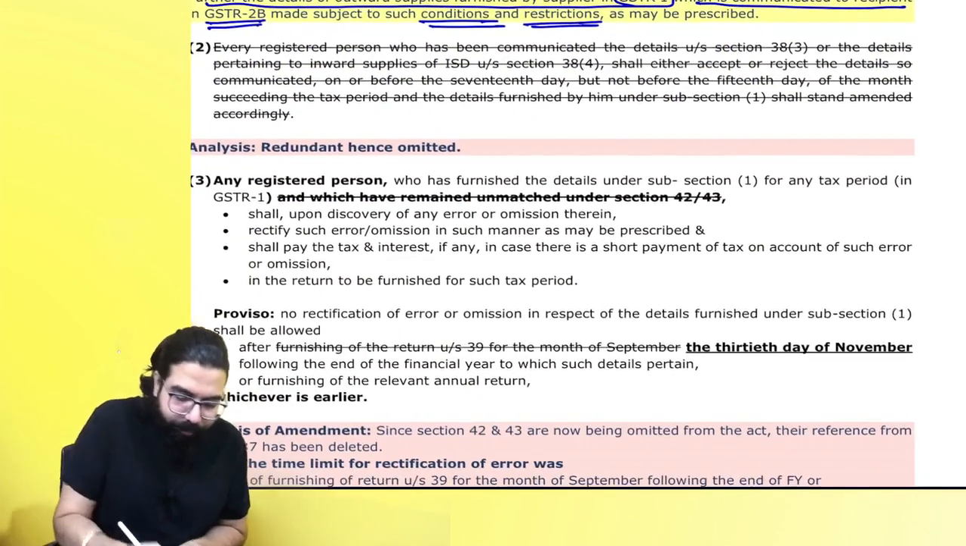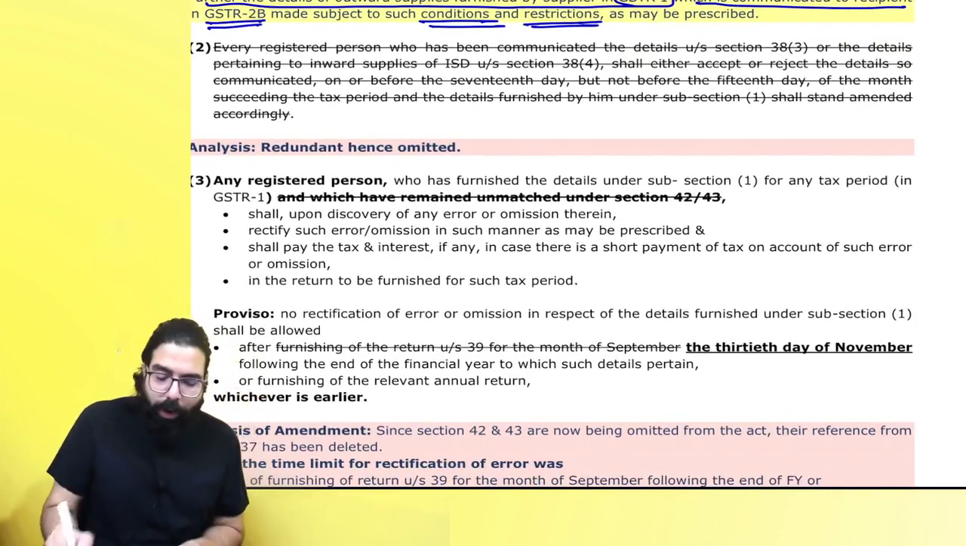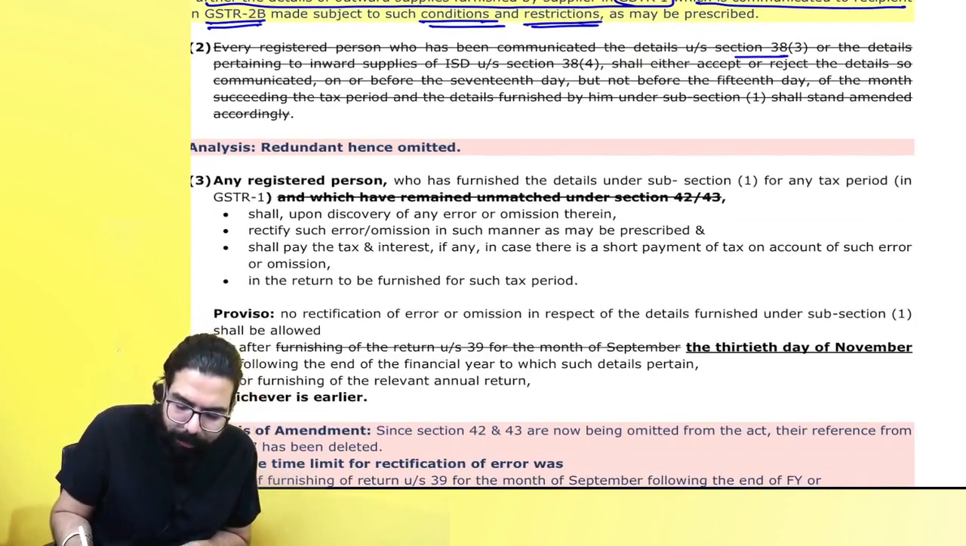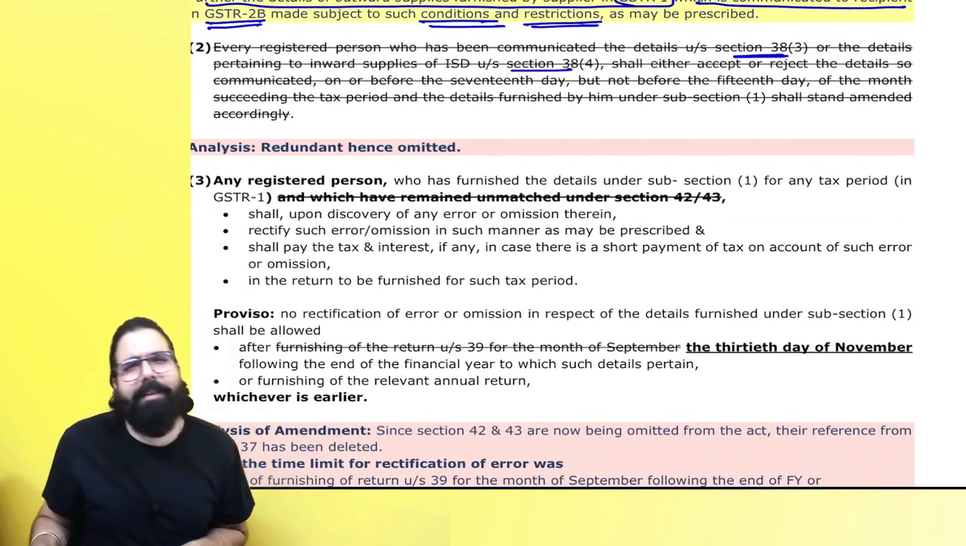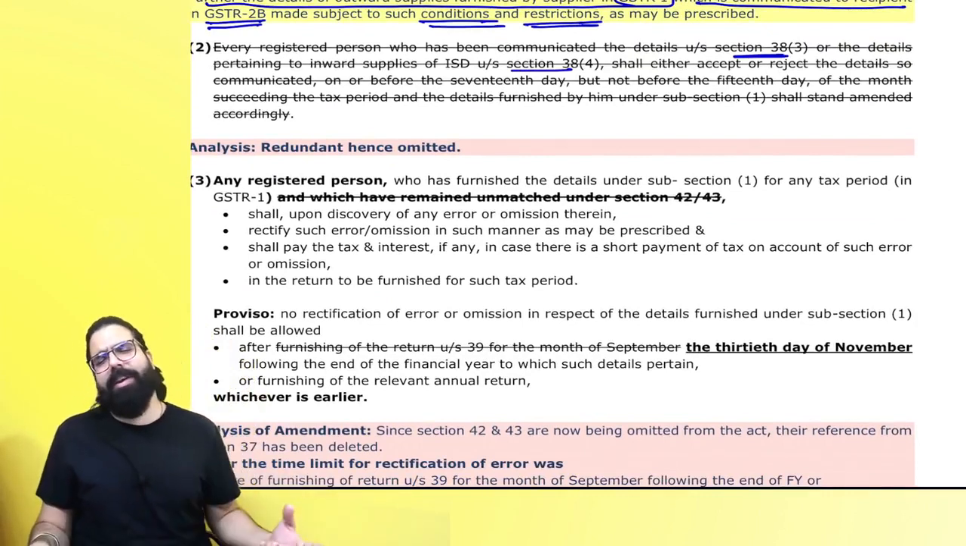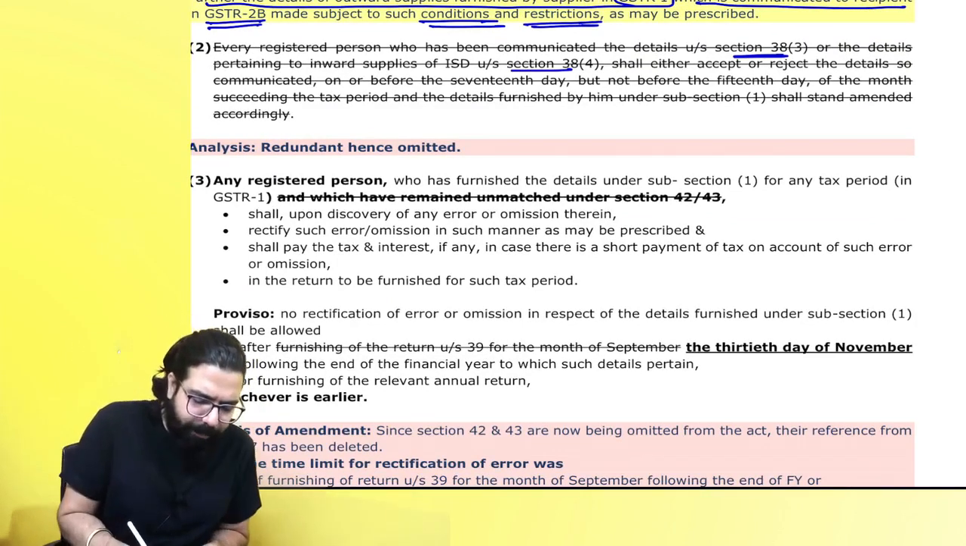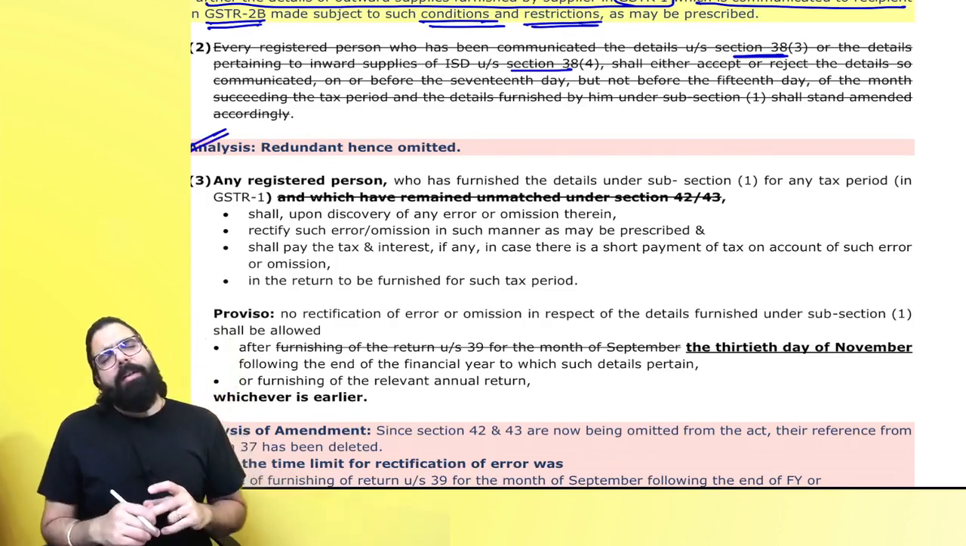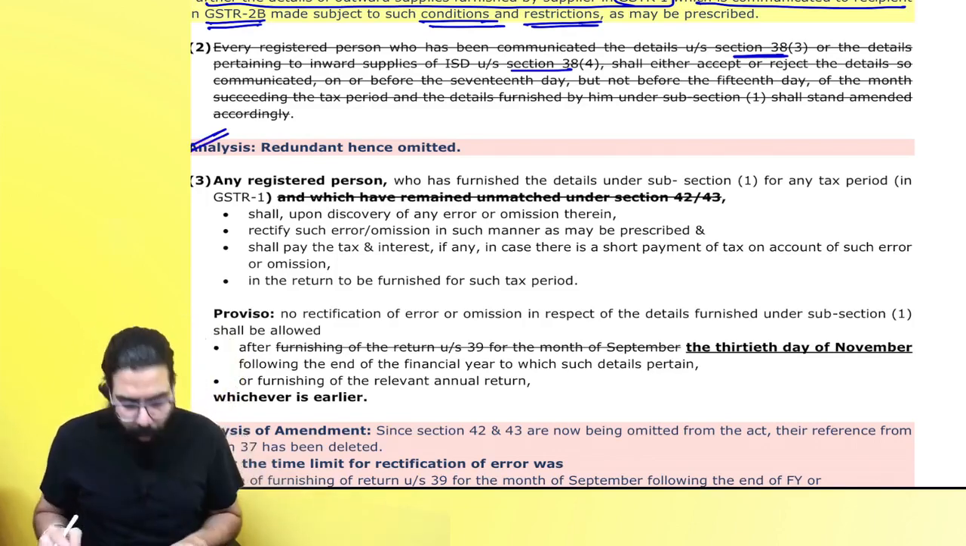Okay, next. Section number 37.2 was basically going ahead and talking about section number 38. Section number 38 mein GSTR 2 was there earlier. Now GSTR 2 is gone. This section has become irrelevant. 37.2 deleted. Okay, sir. Next.